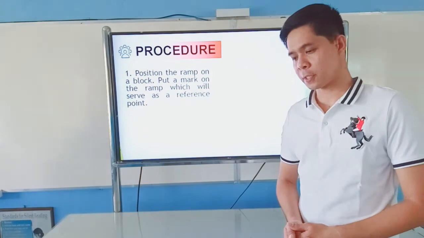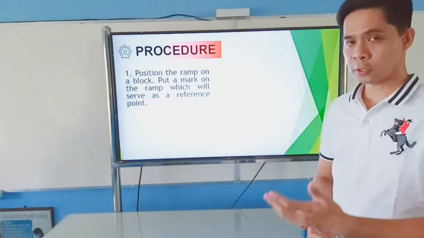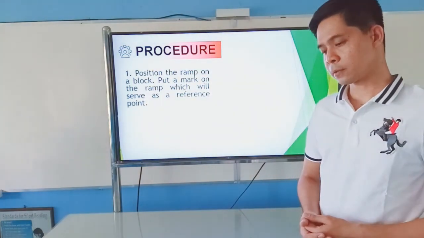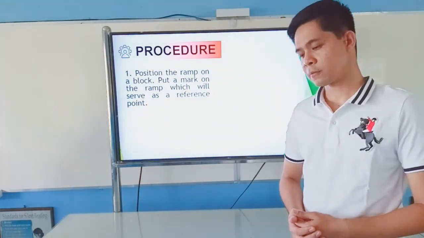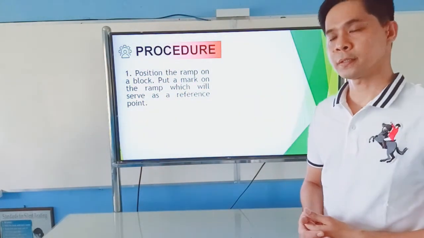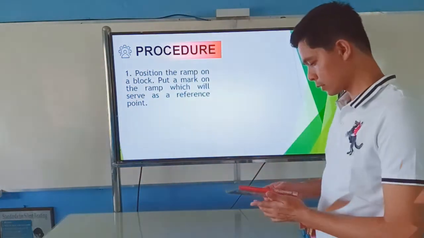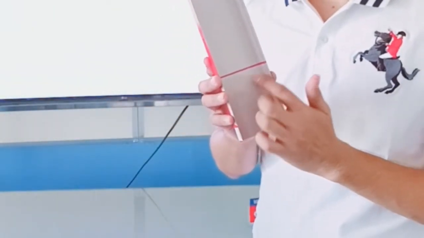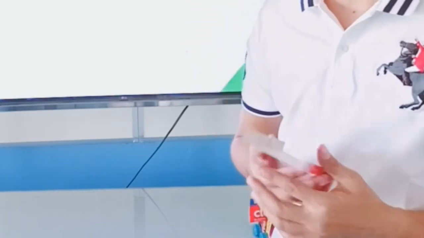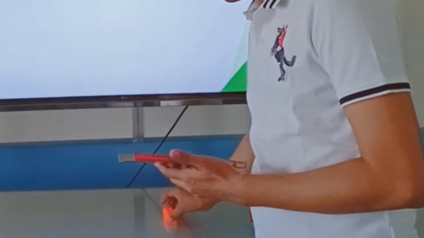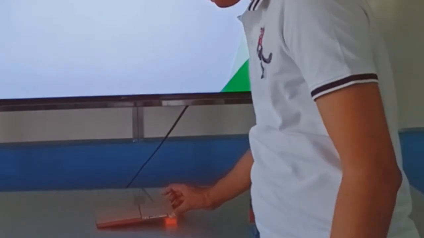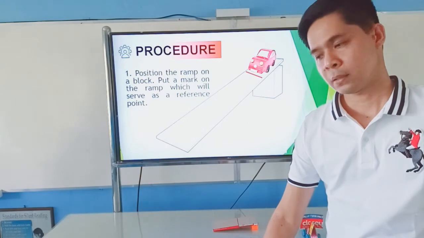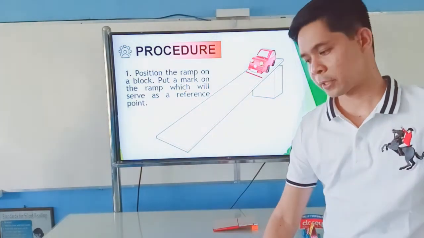Okay, so for the first procedure, the learners are going to position the ramp on a block. Put a red mark or a mark on the ramp which will serve as the reference point. Okay, so actually I have already put a mark on the ramp that would serve as the reference point. And this will be the setup, as illustrated on the screen.